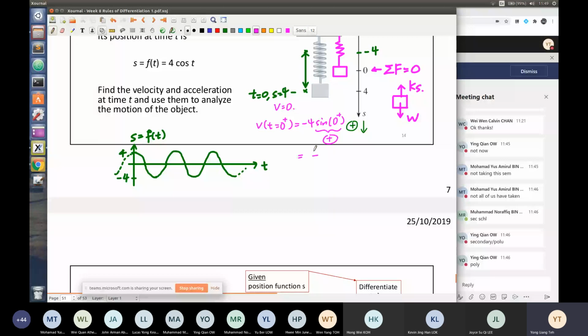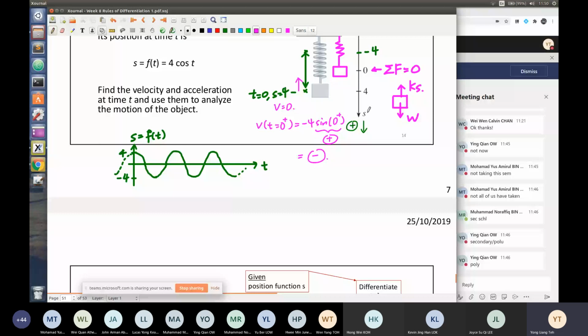A negative velocity. Does that make sense? Yes, it does, because once you let go, the velocity is going to bring the mass back up. You see that? So this negative direction is correct, opposing the positive convention that you assume for the displacement.